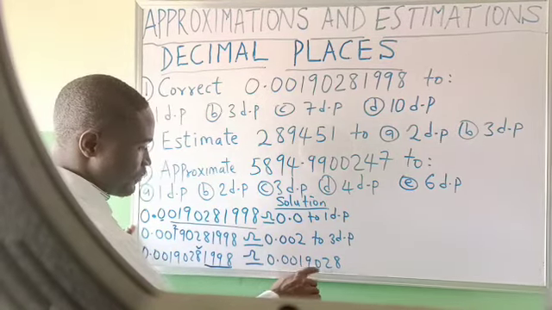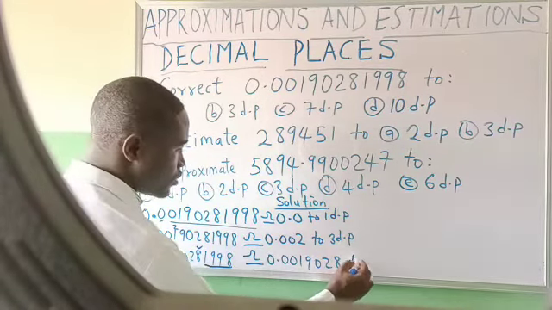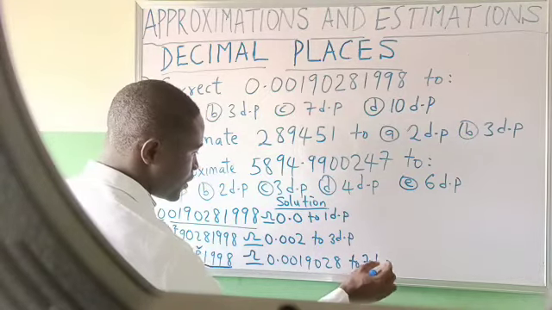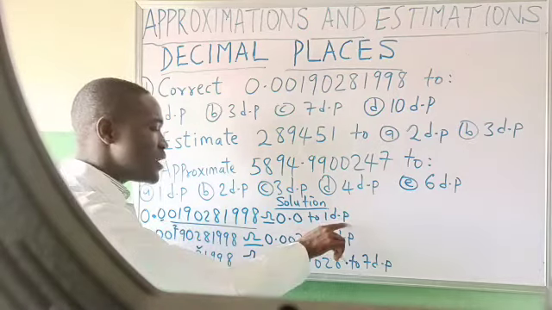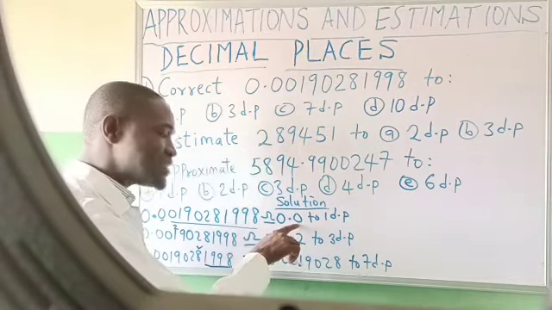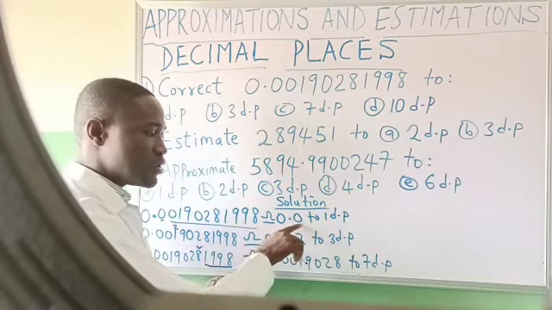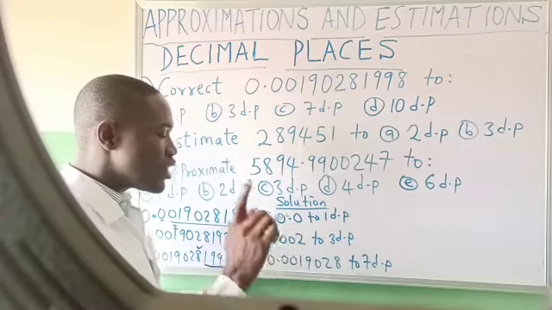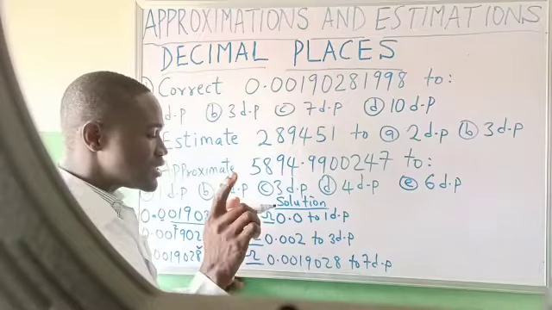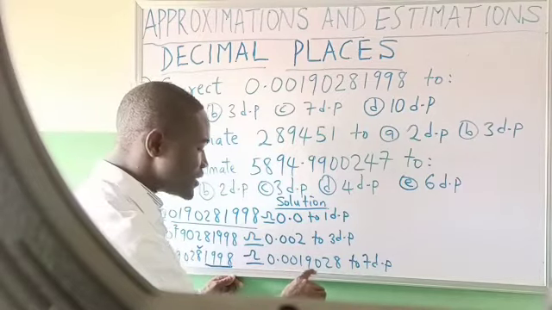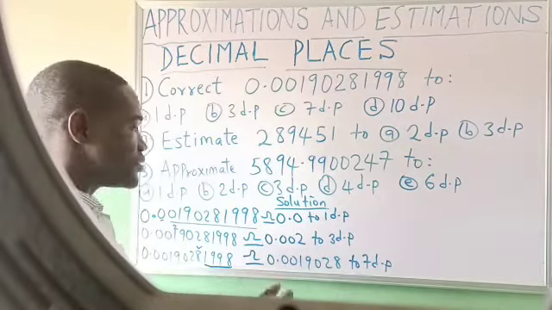1, 2, 3, 4, 5, 6, 7. So we say to 7 decimal place. That means when you are talking about decimal place, to 1 decimal place means I only want to see one thing after the decimal point. 3 decimal place, I only want to see only 3 things after the decimal point. 7 decimal place, I only want to see only 7 things after the decimal point.